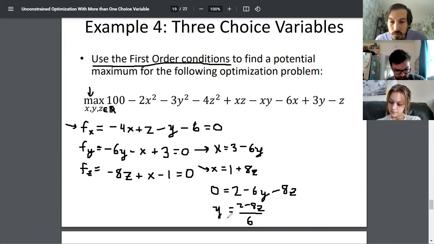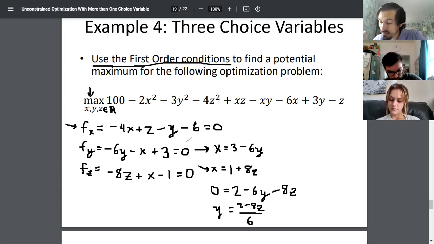Okay, so we have y in terms of z, x in terms of z. We could plug those into there and solve for z. But I'm running out of space. Let's do it. I'm going to do it with my paper and pencil here. Negative 4 times x, where x is 1 plus 8z, plus z minus y, where y is actually 2 minus 8z over 6. This is not going to be a nice even round number. I apologize for that. Minus 6 equals 0.